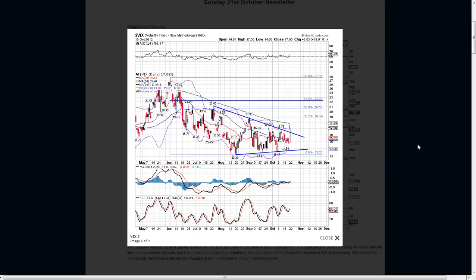The next resistance on the upside is located here at this falling 200 period moving average at 1789, followed by the 38.2 fib retracement at 1884. If we see further upside in VIX, it would indicate that the S&P is selling off quite hard as well. So definitely one to watch.